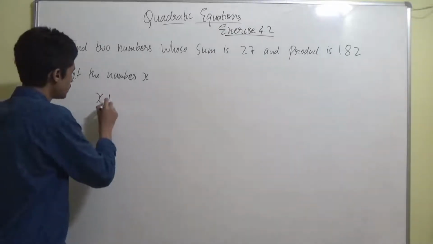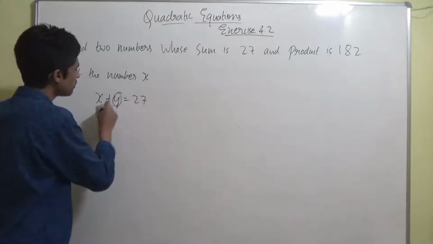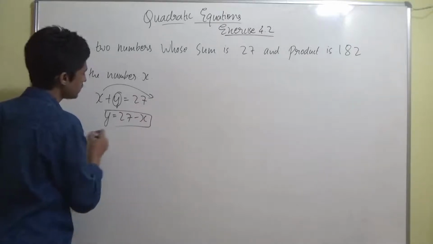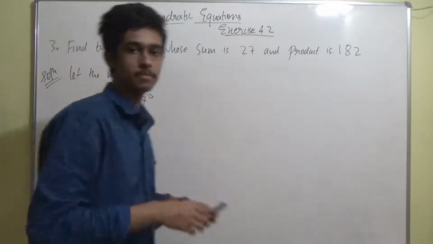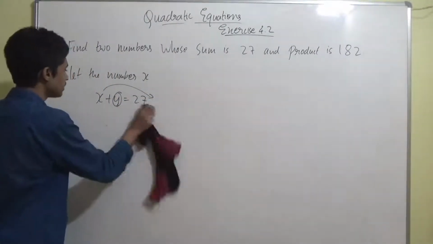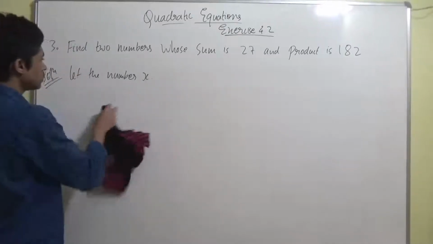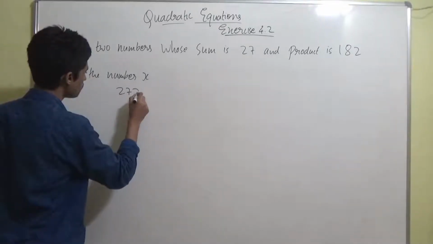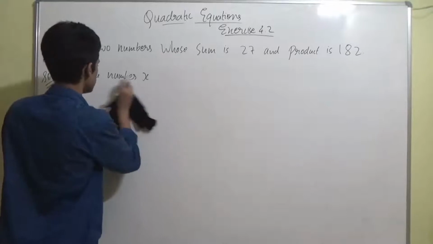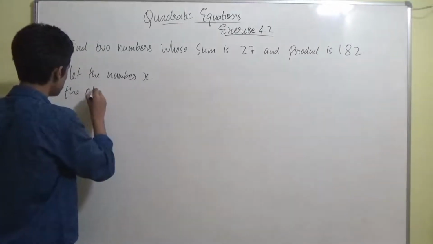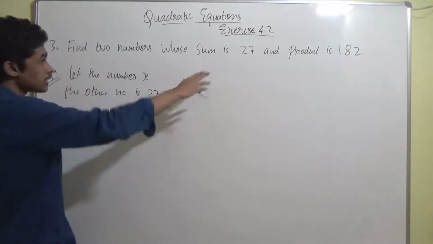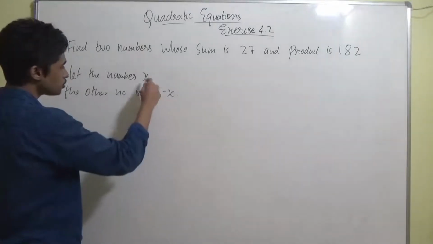Getting it? For example, let us take the other number to be y. Then x plus y is 27, which means the other number in terms of x will be equal to 27, x will go this side, minus x, right? So the other number is 27 minus x. Since they gave the sum as 27, that's the clue, guys. Now they are saying the product is 182, which means if you multiply these two numbers you have to get 182.